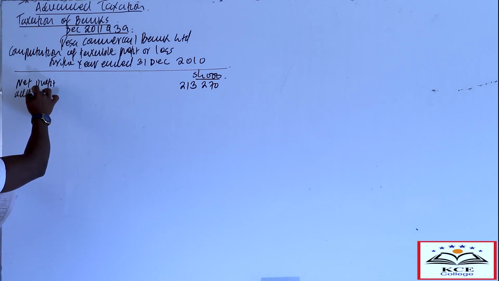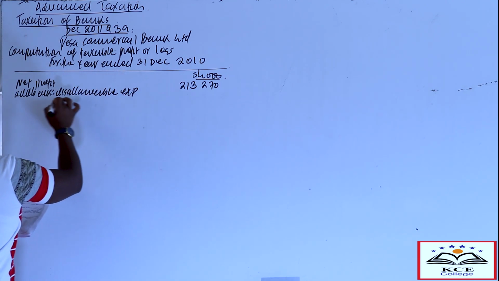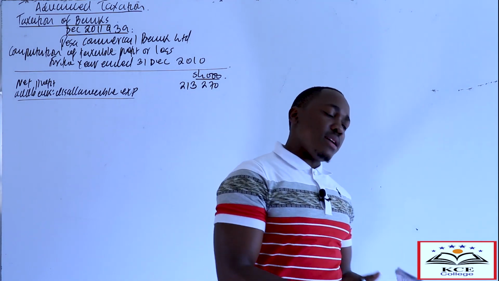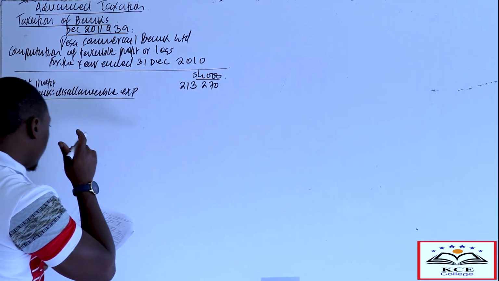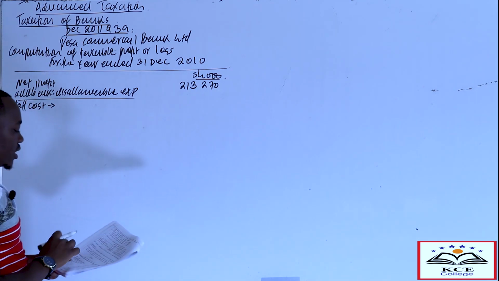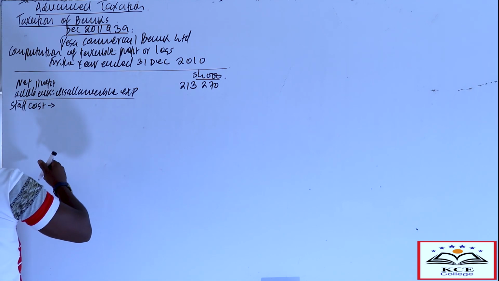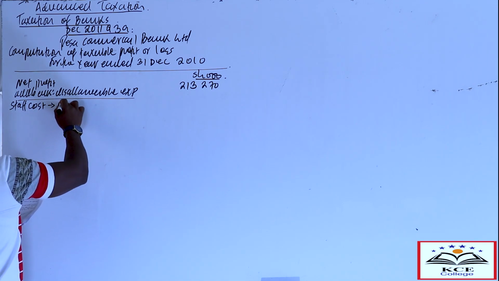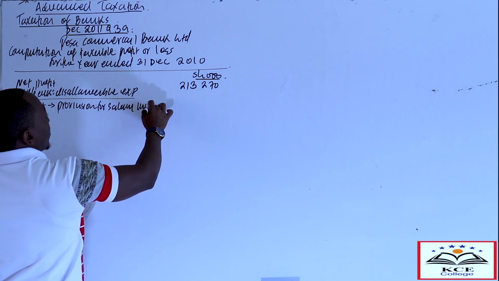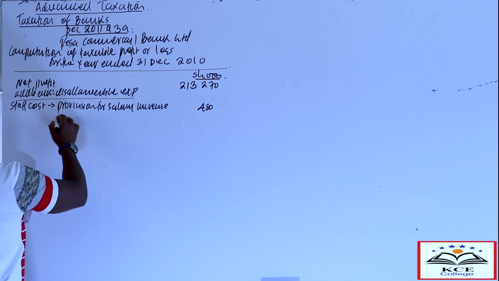Then you add back disallowable expenses. Now, when arriving at this profit, we have some expenses they had deducted which they are not supposed to be deducted. So that's what we are adding back, disallowable expense. And let's start with the first one, staff cost. Staff cost, let's go to note number one, additional information number one. Staff cost includes some disallowables there. Number one, we have provision for salary increase, an amount of 480.